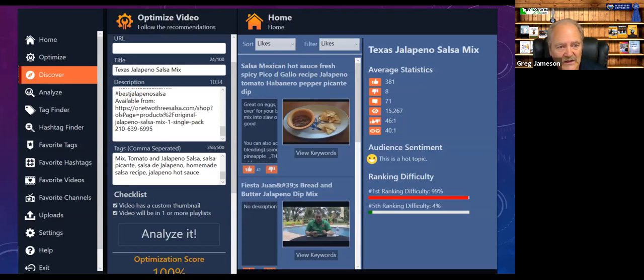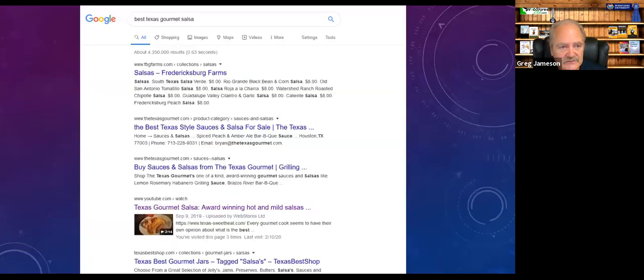So I went in there and I put in that I'm going to do Texas jalapeno salsa mix. I put in my description, I put in my keywords, I put in my tags, and I come back through and analyze it and get an optimization score. And what you're trying to do is get an optimization score here of at least 90%. In this case, I was able to optimize the video at 100%. I uploaded it for the customer.